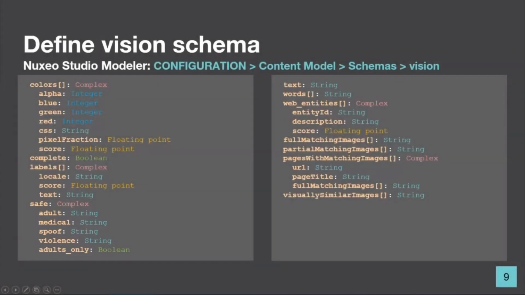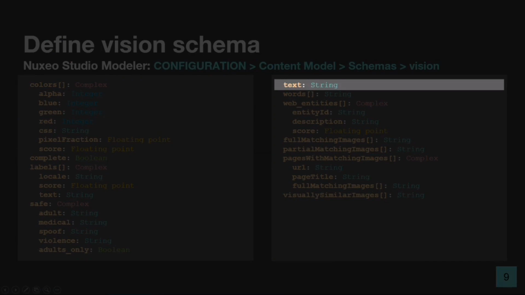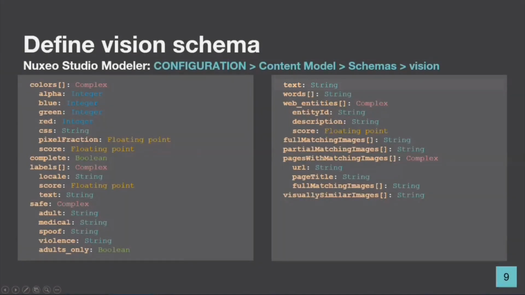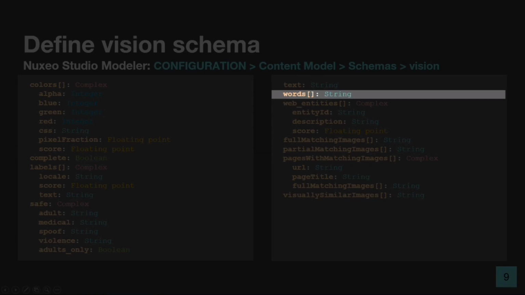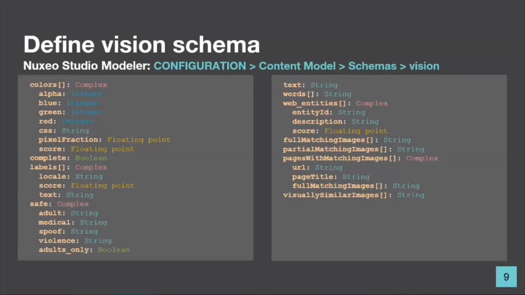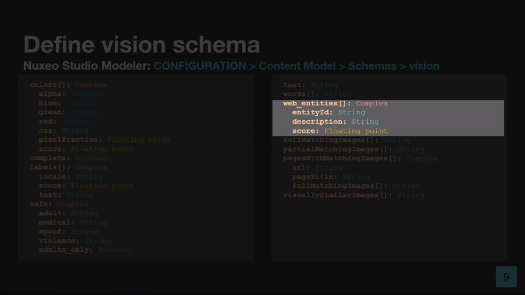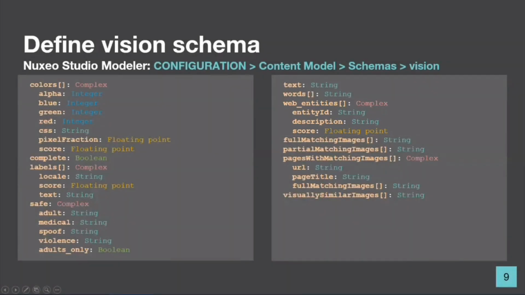We'll also be doing some OCR analysis, text extraction, so we can store that in a text property. We'll also have a list of words for the individual words that are identified. We'll also be calling the web detection method. So we have a complex property for the web entities where we have an ID and a description and a scoring for each of those. And then as part of that web detection, we also have a list of fully matching images that exist on the internet or partially matching images, visually similar images at the bottom there. And we have a list of all the web pages which link to those relevant images. So that's all defined in the Vision schema.